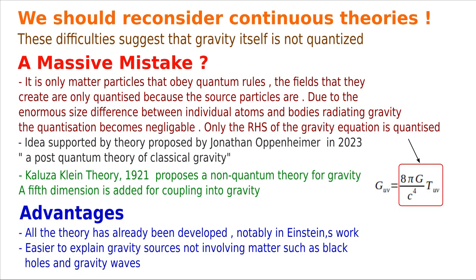There are 2 published theories for non-quantized gravity. Jonathan Oppenheim's theory is by far the most advanced. It proposes that only the right-hand side of Einstein's equation is quantized. This makes incredible sense given the huge number of atoms needed to create a gravitational field.